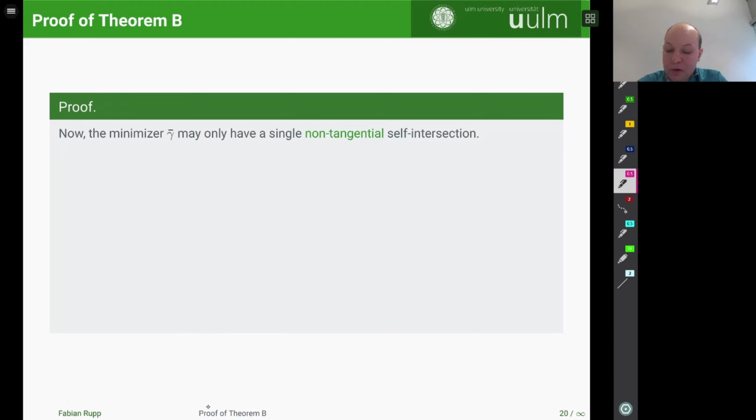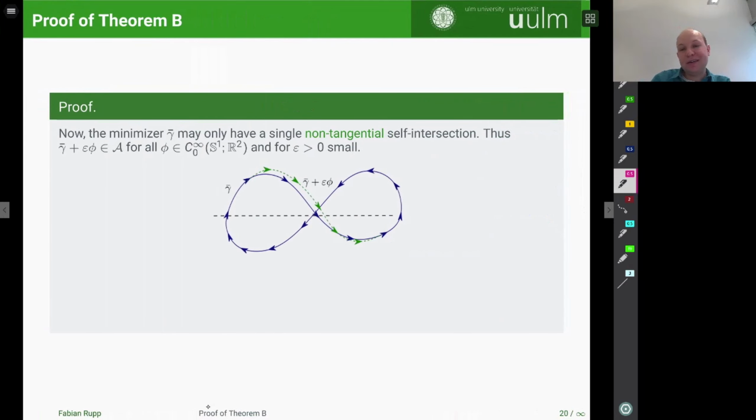Okay, well, what we do now is, if we take an arbitrary test function phi and we perturb gamma bar by phi, then because the intersection is non-tangential, it's stable, right? So gamma bar plus epsilon phi will still have a self-intersection. This is the picture from before again. The self-intersection was here and the perturbed one is here. So it still possesses a self-intersection, so it's still in the admissible set, and well, then we can deduce that gamma bar is a critical point. So gamma bar is an elastica, and by minimality it thus has to be the figure 8.